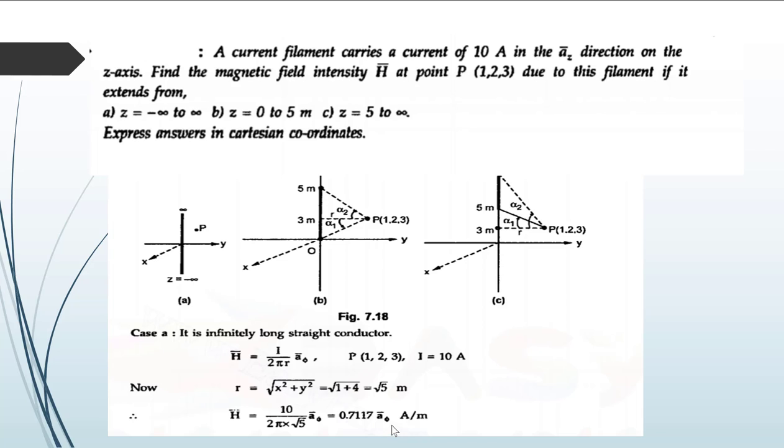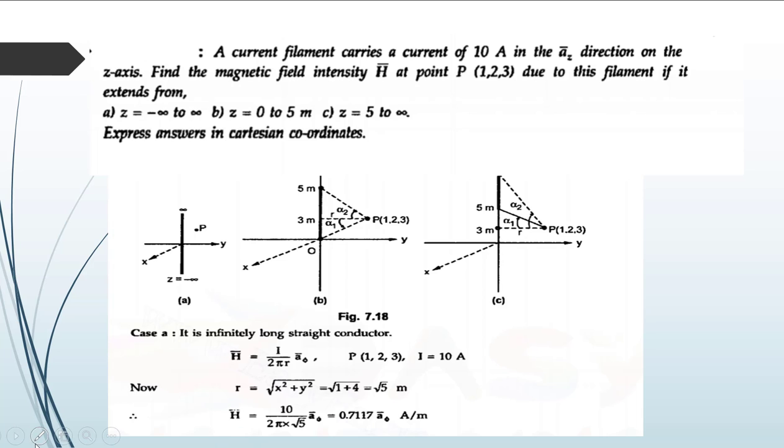Or we can convert this A phi cap into the Cartesian coordinate system. We know already that A phi cap is equal to AL cap cross AR cap. So we have to find AR cap and multiply, that is equal to AZ cap cross AR cap. After that you will get A phi cap in the Cartesian coordinate system. In that way also we can find out H.